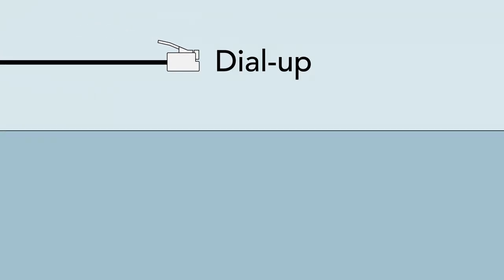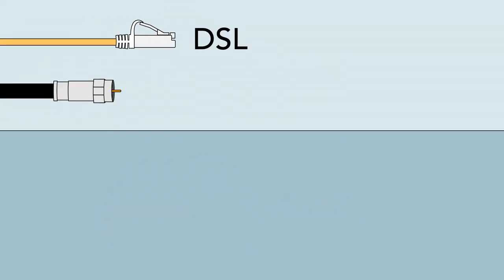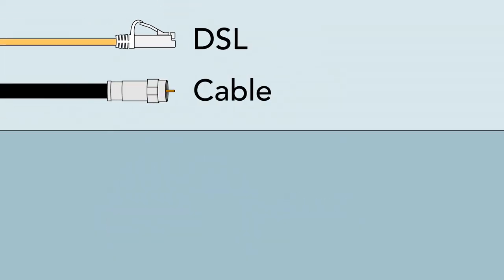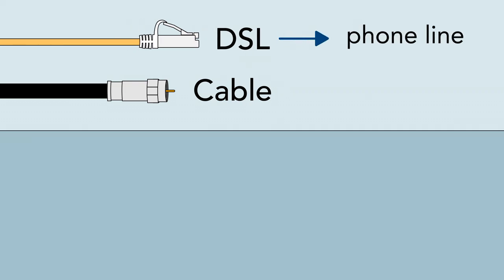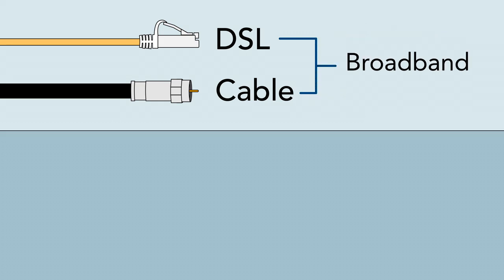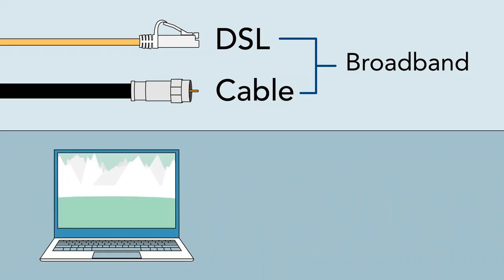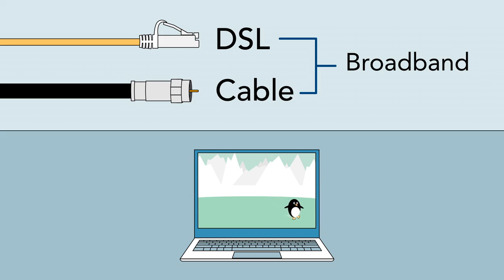Dial-up connects to your phone line. It's usually much slower than other types of internet connections, but in some areas, it may be the only option available. Generally, DSL and cable are better options. DSL plugs into your phone line, and cable uses your cable TV connection. These are both known as broadband internet connections because they offer much faster speeds than dial-up. This makes it easier to watch videos, play games, or browse the web.